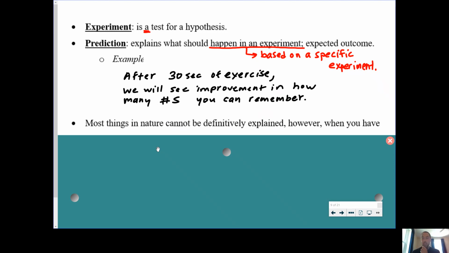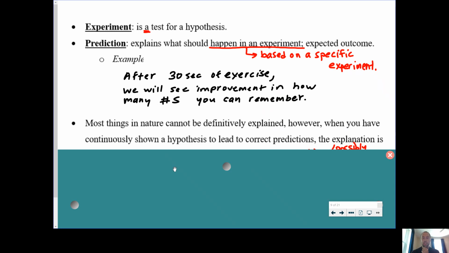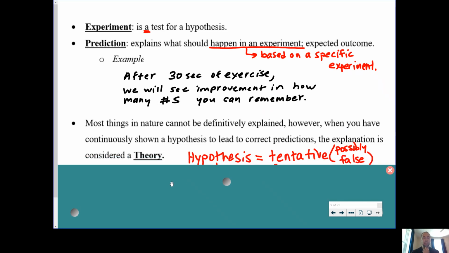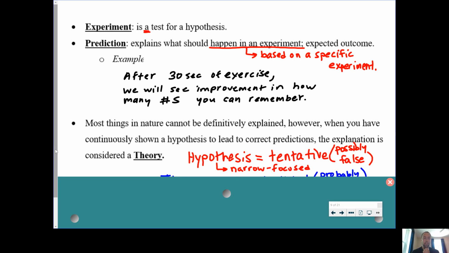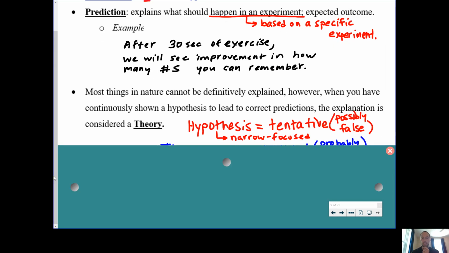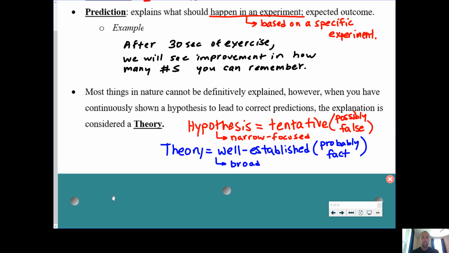Most things in nature cannot be definitively explained. So when you have continuously shown a hypothesis to lead to correct predictions, the explanation is considered a theory. One of the things that gets confused is the difference between a hypothesis and a theory. A hypothesis is tentative. It's falsifiable. It's narrowly focused. Theories are well established. They're very broad, and they're probably fact. Again, I'm not saying a hypothesis is probably false, it's possibly false. Theories are probably fact. And again, they're going to be broad, more well established.